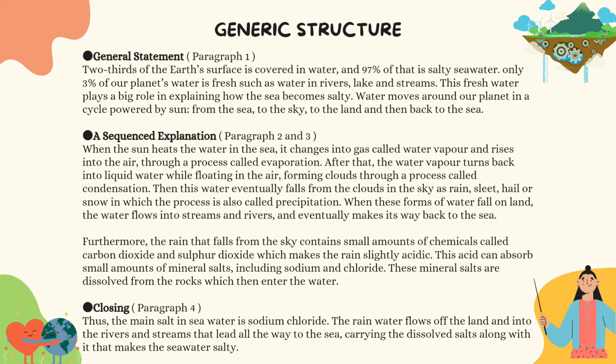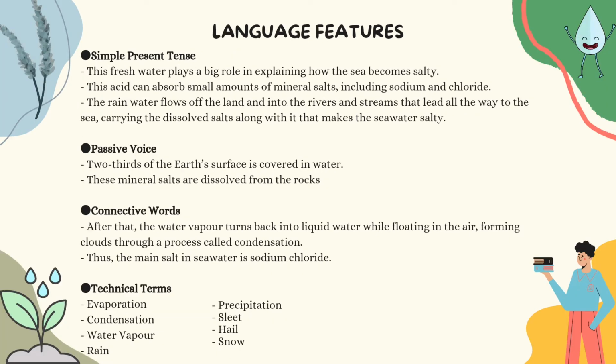Thus, the main salt in the seawater is sodium chloride. The rainwater flows off the land and into the rivers and streams that lead all the way to the sea, carrying the dissolved salts along with it that makes the seawater salty. Now, let's move on to the language features of the text.